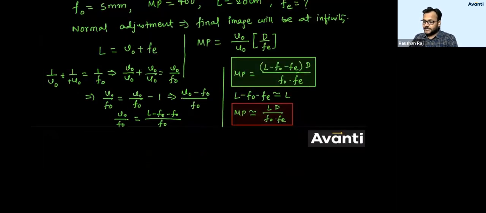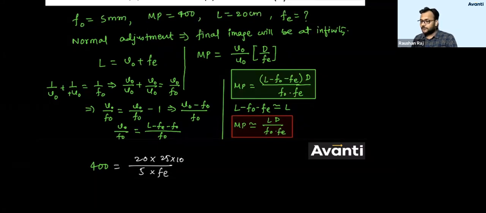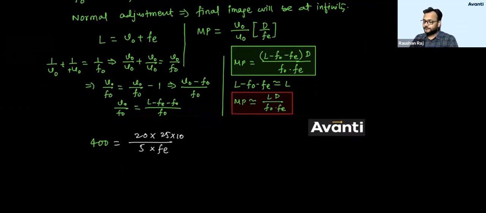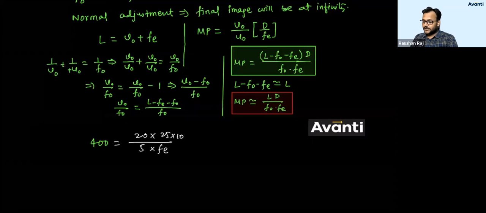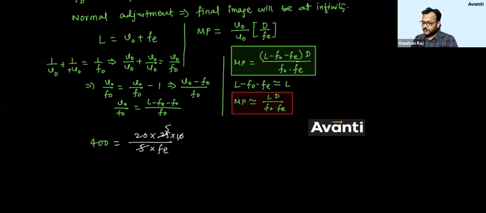So if you put the value of magnification here, magnification is 400. This is equal to L, that is 20, the value of D is 25, divided by F naught, which is 5 millimeter. I write 5 into 10, into Fe. So I'm going to find the value of Fe in terms of centimeter only. Let's solve and see, however, see what big approximation, what big mess happens. Solving, this will be 5 here. Now this will become 0, this cancels, and we get 2. So what will be the answer for Fe? Fe is nothing but 5/2, 2.5 cm.